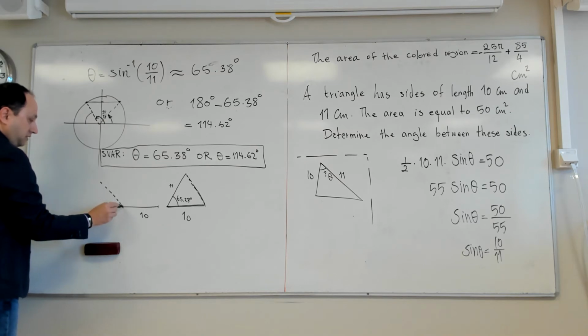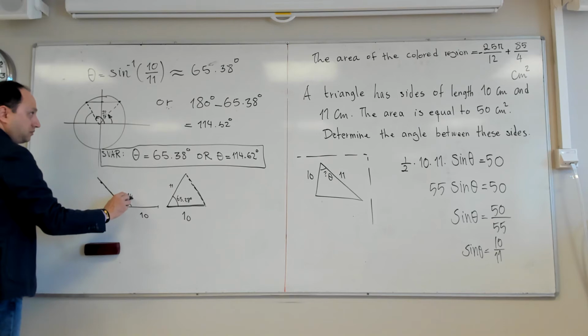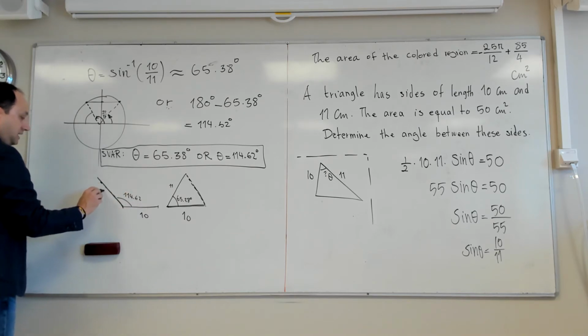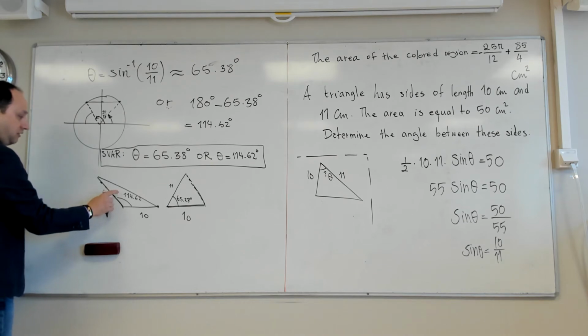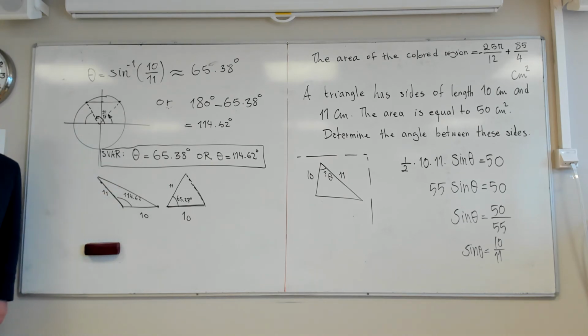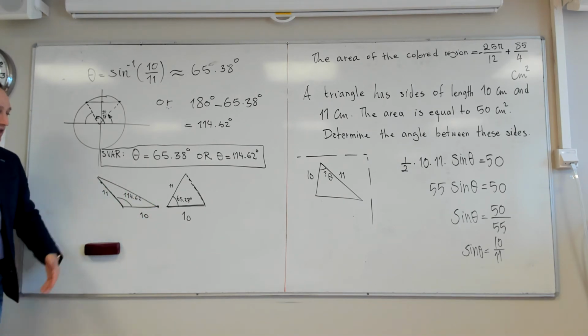Yes, so this angle is 114.62, and this is still 11. If I connect this one to that one, the area of this triangle is again 50. Yes? Okay, so the calculation shows that. But I want you to understand it geometrically.